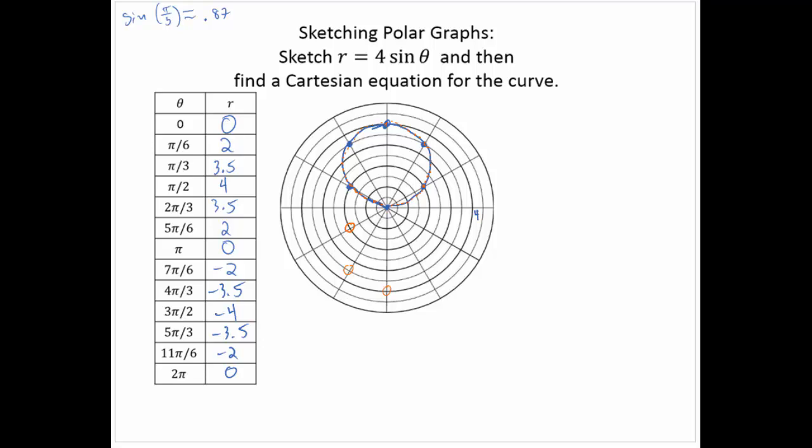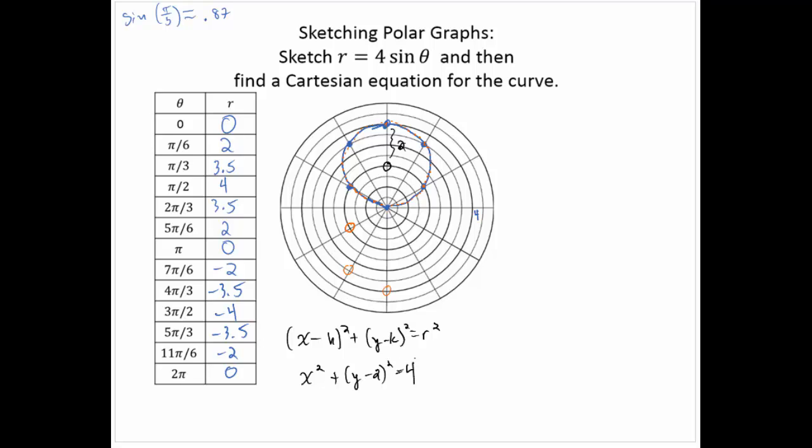Now, could we find a Cartesian equation for this curve? Well, of course. Now, just from looking at it, we might say, well, this is a circle. So we know from algebra how to find the equation of a circle. Remember, the equation of a circle is often given by x minus h squared plus y minus k squared is equal to r squared. And so if we could find the center and the radius, well, the center appears to be at 0, 2 with a radius of 2. Radius appears to be 2, and so it looks to me like this is x squared plus y minus 2 squared equals 4.